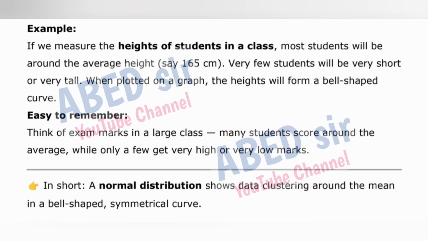Example: if we measure the heights of students in a class, most students will be around the average height, say 165 centimeters. Very few students will be very short or very tall. When plotted on a graph, the heights will form a bell-shaped curve. Easy to remember. Think of exam marks in a large class. Many students score around the average, while only a few get very high or very low marks. In short, a normal distribution shows data clustering around the mean in a bell-shaped, symmetrical curve.